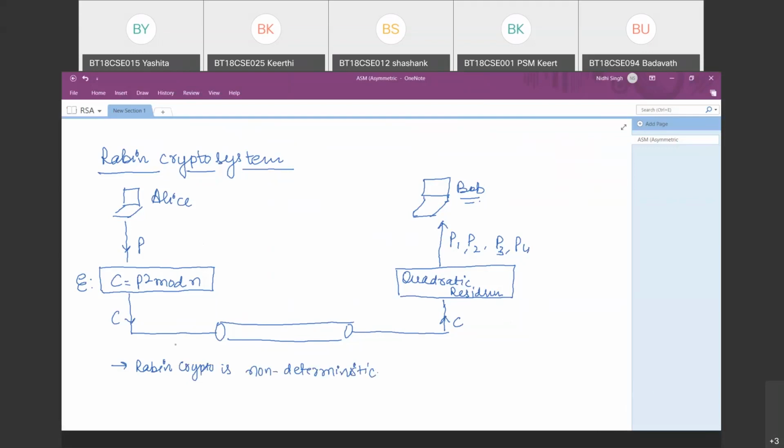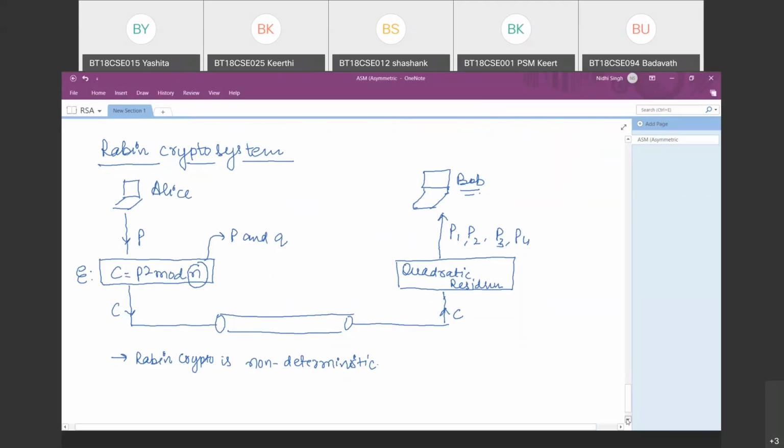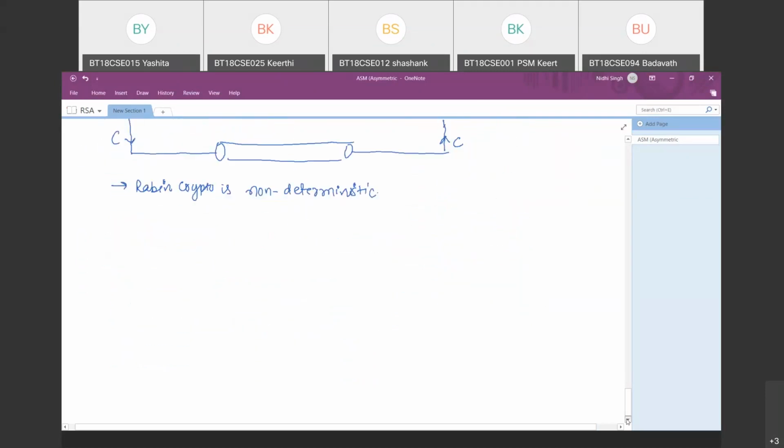Now there is no need of a public key over there because it is P square mod n. But we have to find out the value of n, and n is made up of 2 prime numbers, that is P and Q. Means there is a need of a key generation algorithm. So what is the key generation algorithm of the Rabin crypto system that we have to see?